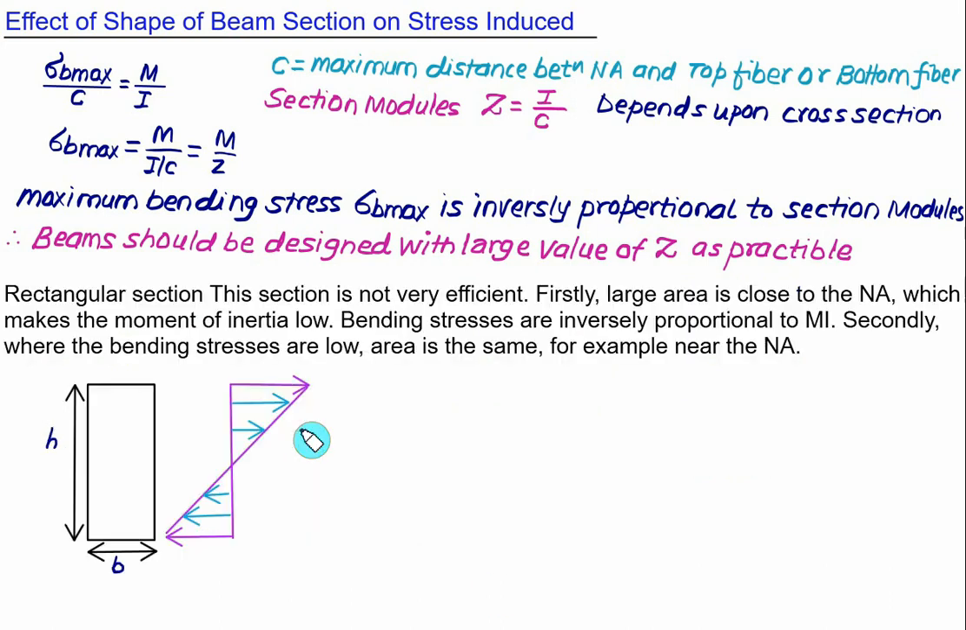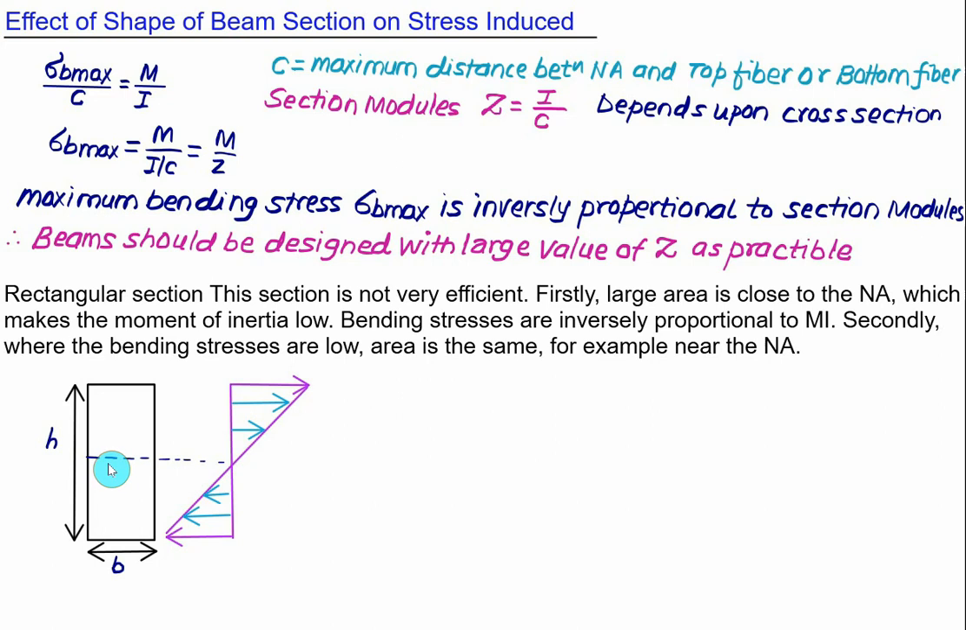So we'll discuss here different sections and which section is best, that we want to find out here. So consider here a rectangular section of width equal to B and the height equal to H. This time we have maximum value of bending stress at the top fiber and the bottom fiber. Now this section is not a very efficient section because firstly the large area is close to the neutral axis. So as far as the neutral axis is considered, we have a very large area. That is, we have the same area, equal to the rectangular area.